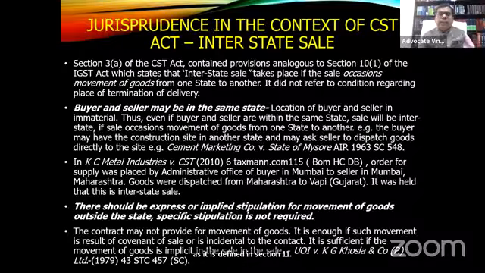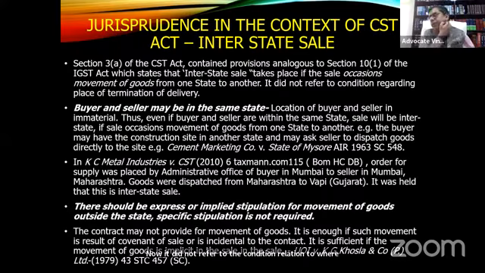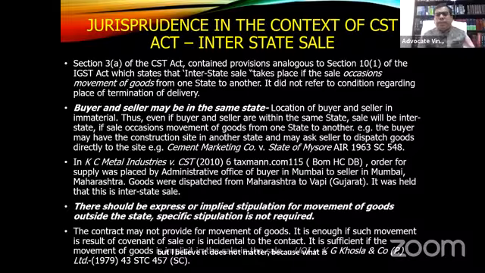Here it was stated that the interstate sale takes place if the sale occasions movement of the goods from one state to another. Now it did not refer to the condition in relation to where the delivery termination takes place, but I believe it does not matter, because what is material is that Section 3(a) of the CST Act stated that in order that central sales tax can be levied, it should occasion a movement from one state to another. So there must be a movement of the goods from one state to another for CST to be levied.